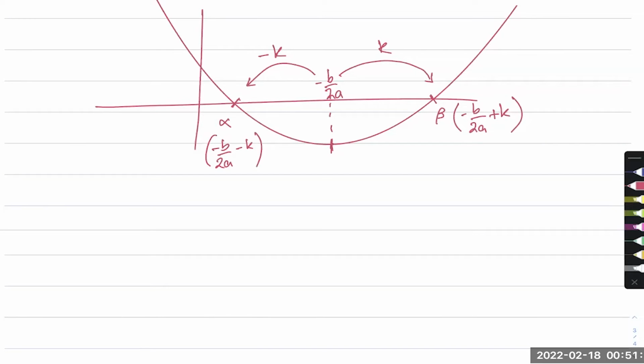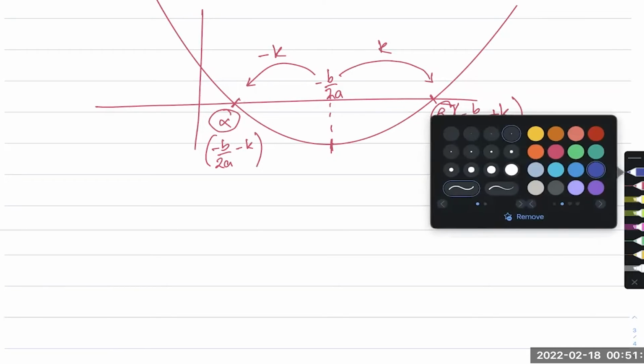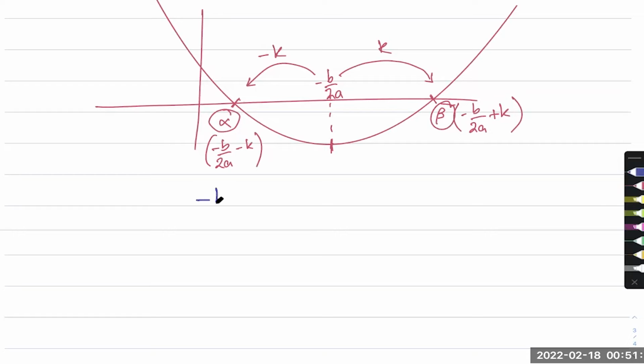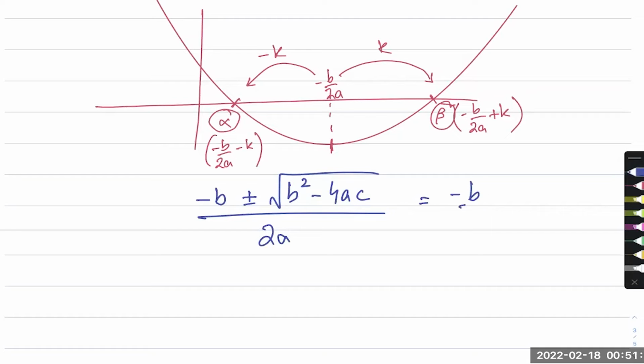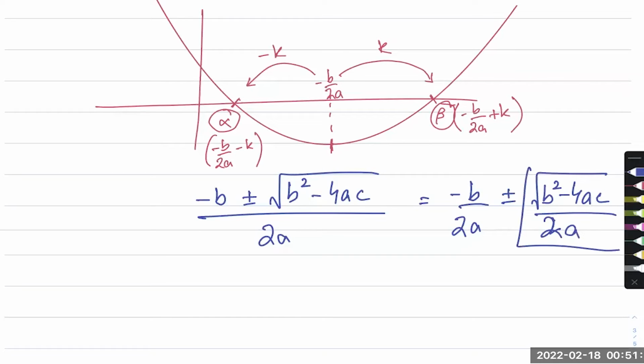But more importantly, this is telling me that if you want to get to this root, you just add something, and if you want to get to this root, you subtract something. And we have seen that before. We have seen something being added and subtracted. If you remember, minus b plus minus square root of b squared minus 4ac over 2a. And if I break this up, what do I get? Minus b over 2a plus and minus square root of b squared minus 4ac over 2a. What is this thing? This is basically the distance that is k here.